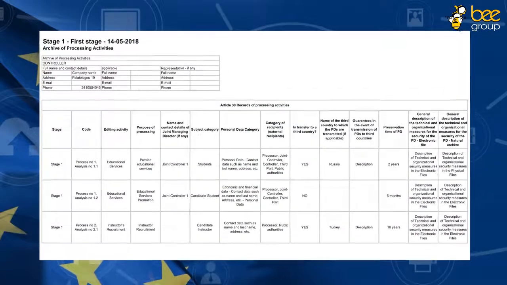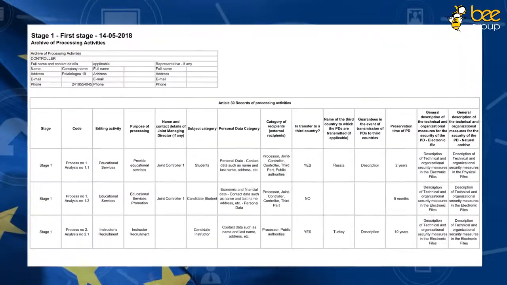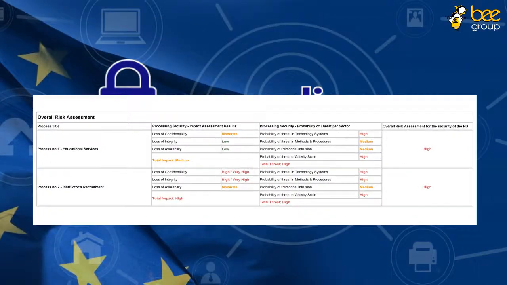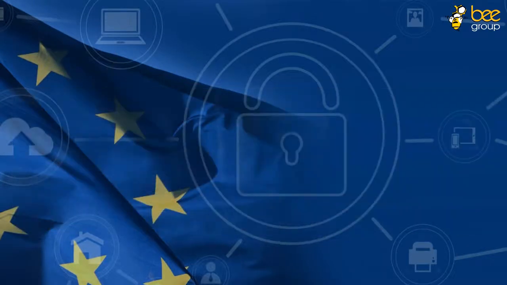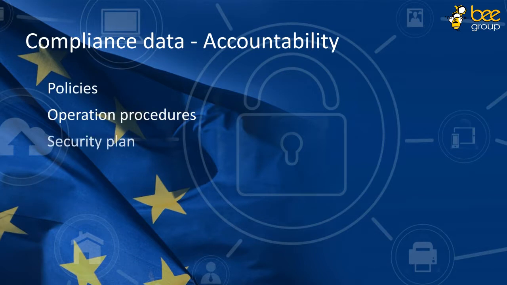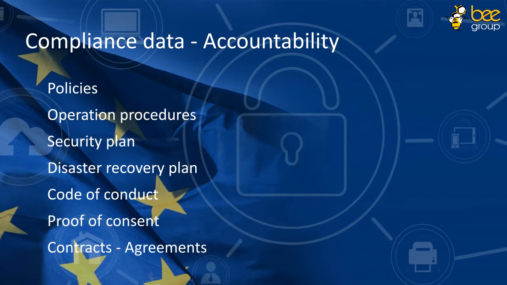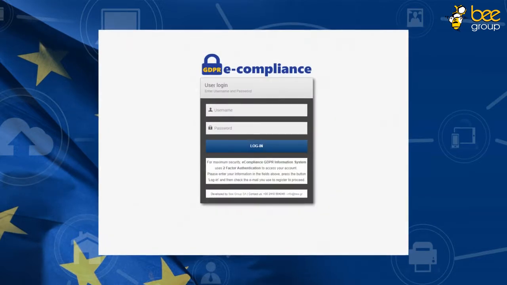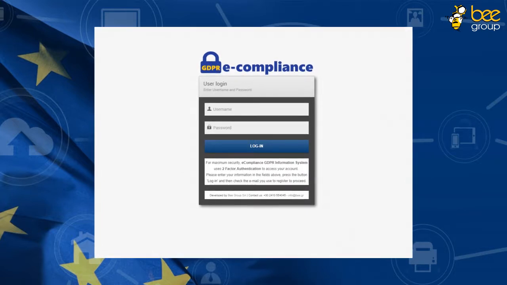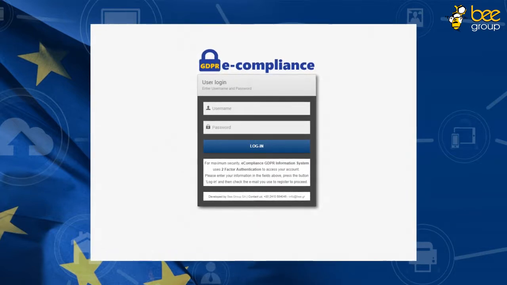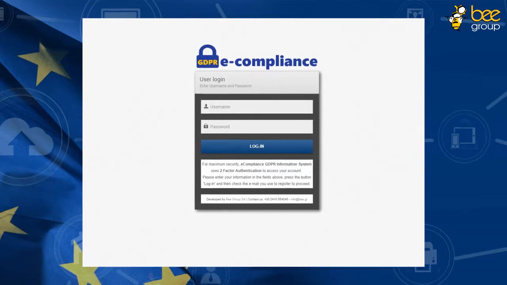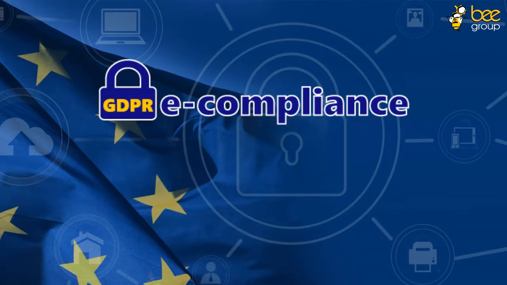eComplianceGDPR exports the record of processing activities according to Article 30 of the regulation. It exports risk analysis per procedure. It gives the ability to archive and incorporate the compliance data in order to have them easily accessible for accountability purposes. It provides the ability of multiple users with different role per user, so that the GDPR compliance can be done quickly and its maintenance can be efficient.